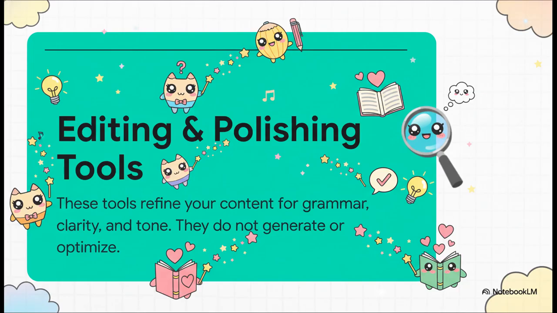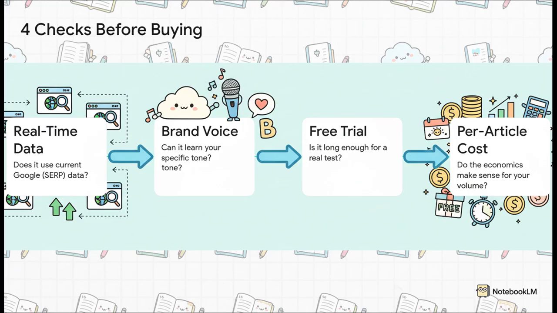So before you pull out your credit card for any tool, here is your 4-point checklist. Number 1, does it use real-time Google data? 2, can you train it on your own brand voice? 3, is there a real free trial, one where you can actually write a full article? And 4, have you done the math on what it'll cost you per article? Seriously, ask these 4 questions and you will avoid about 80% of the bad choices out there.